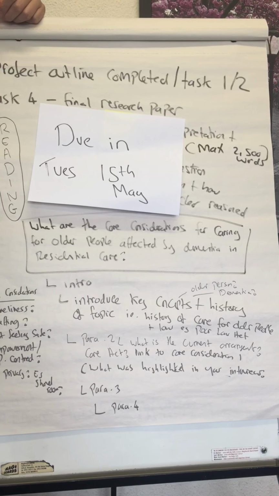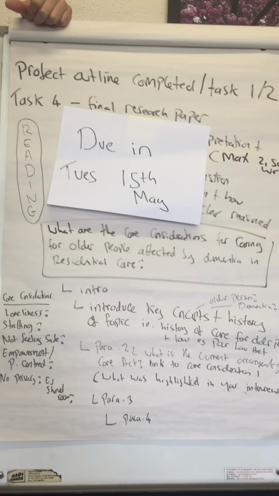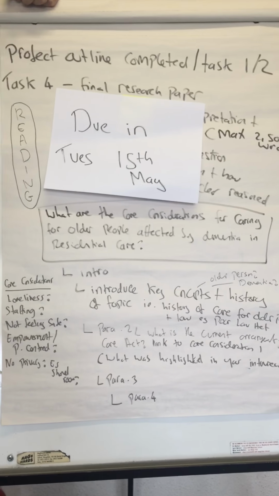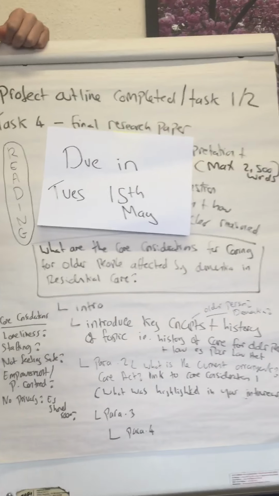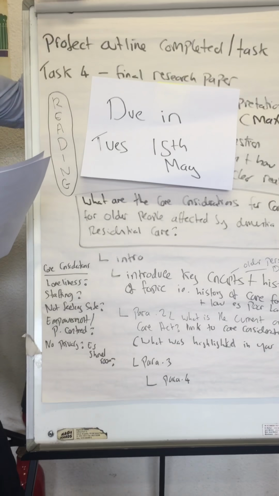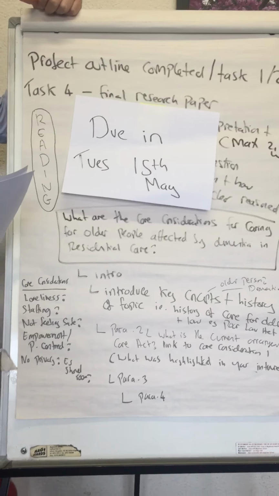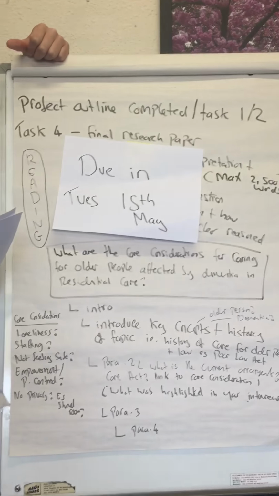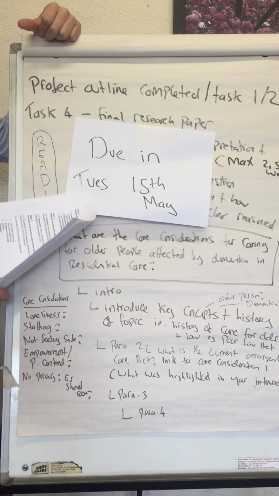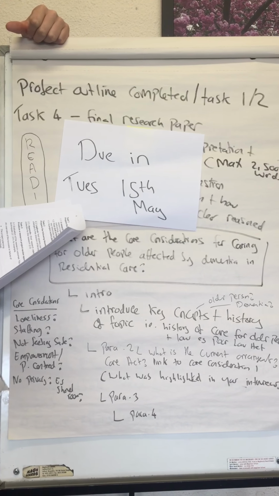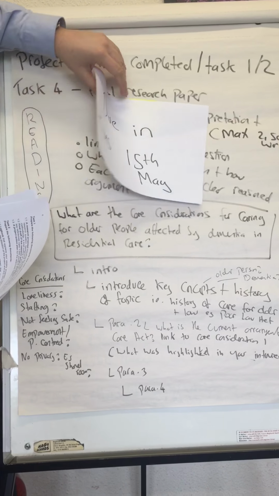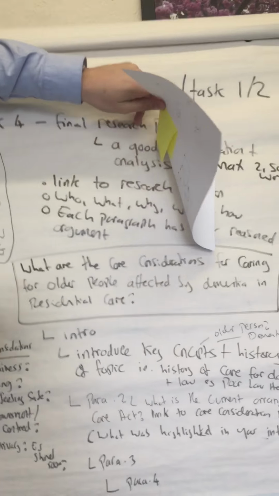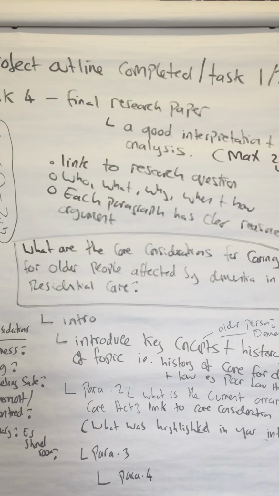I'm just going to go over the research project review, particularly task 4 and 3. Task 4 for the research project is your actual final paper, and task 3 is your evaluation. Just to remind you that the research project is due in very soon, the 15th of May, so it's not far away at all.